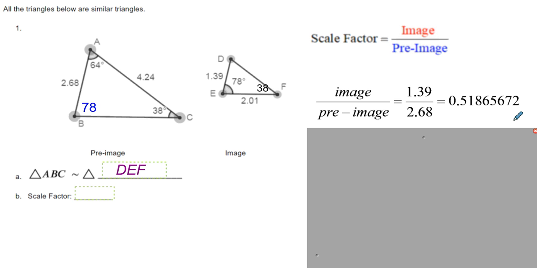Unless they tell us to round to a certain place value, I would just leave it as 1.39 over 2.68. If they said to round to the nearest hundredth, we would say 0.52. But it all depends on our problem. So this is the most accurate scale factor, but then we could also represent it by a rounded number as well.